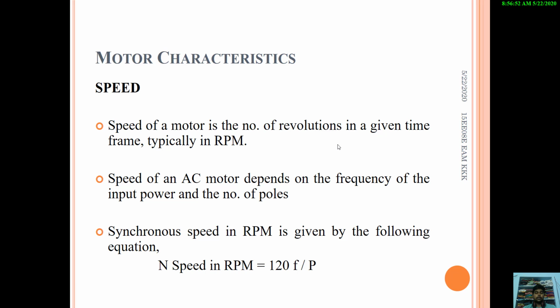The synchronous speed in RPM is given by the following equation. For an AC motor, the synchronous speed in RPM is given by 120 F by P, where F is the frequency and P is the number of poles.